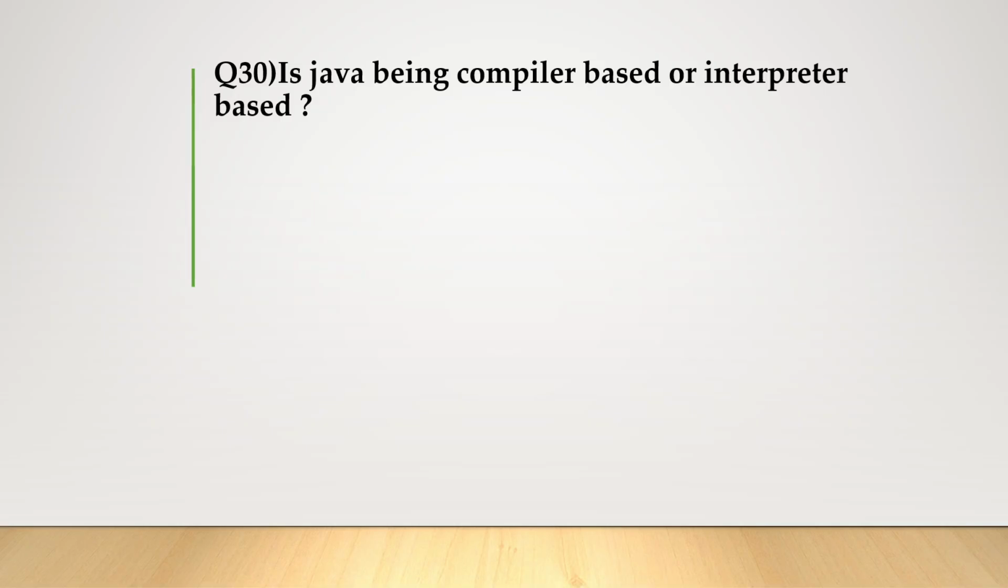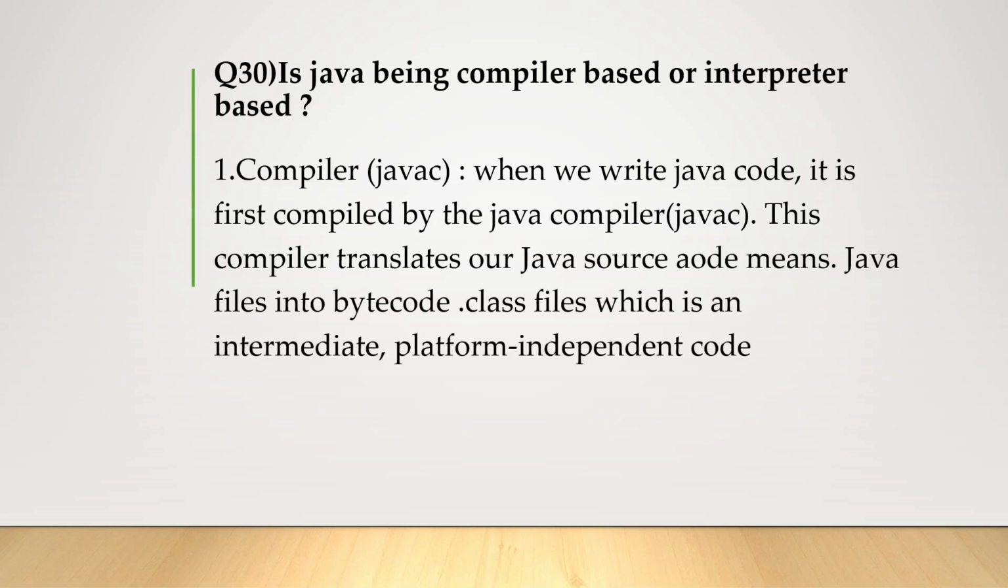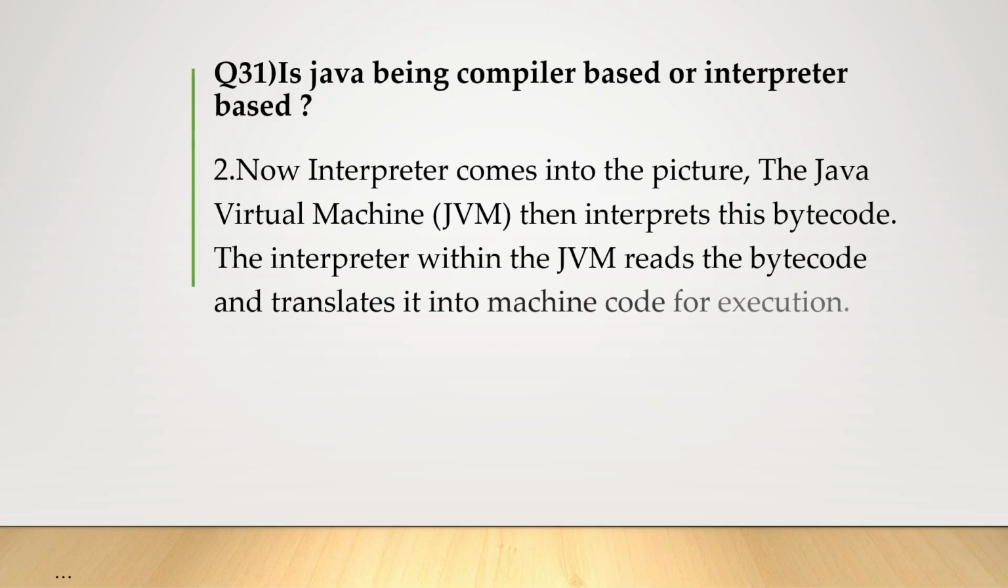Is Java compiler based or interpreter based? Basically, the compiler used is javac. When we write the Java code, it is first compiled by the Java compiler. This compiler translates our Java source code into Java bytecode, a .class file, which is an intermediate platform independent code. Now, the interpreter comes into the picture. The Java Virtual Machine then interprets this bytecode. The interpreter within the JVM reads the bytecode and translates it into machine code for execution.